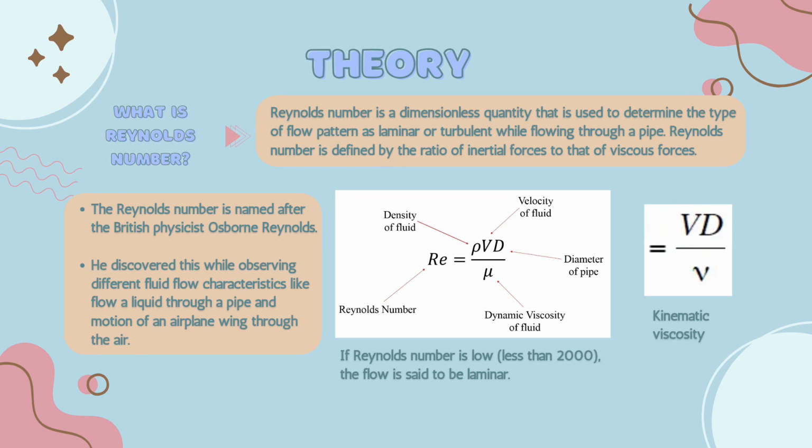And this is the equation of Reynolds number. Re equals rho V d over mu. V is for velocity, d is for diameter, and mu is for viscosity. But for kinematic viscosity, the formula is V d over nu.